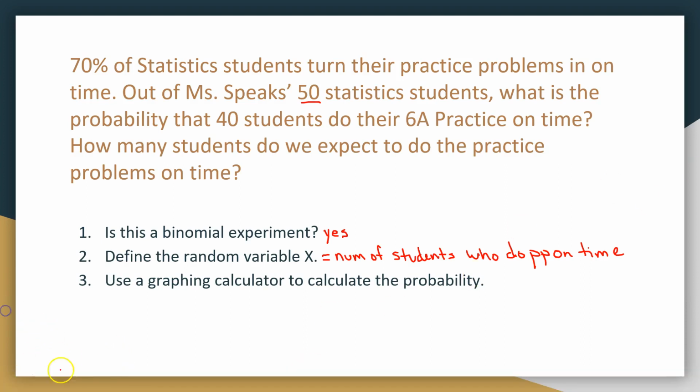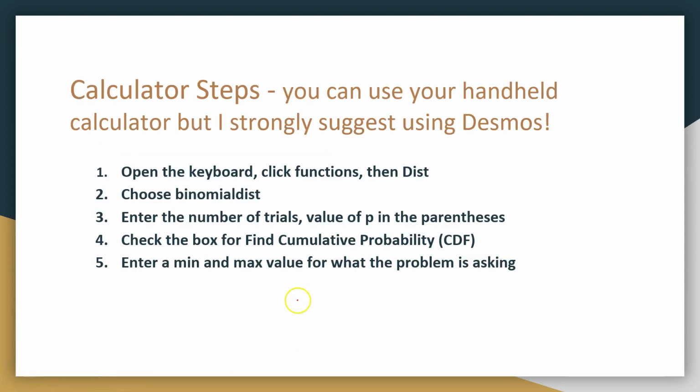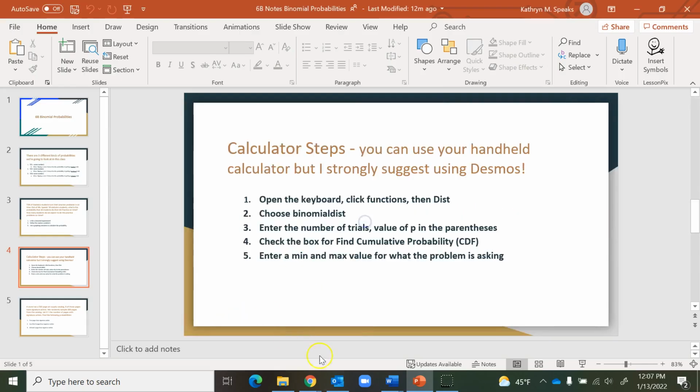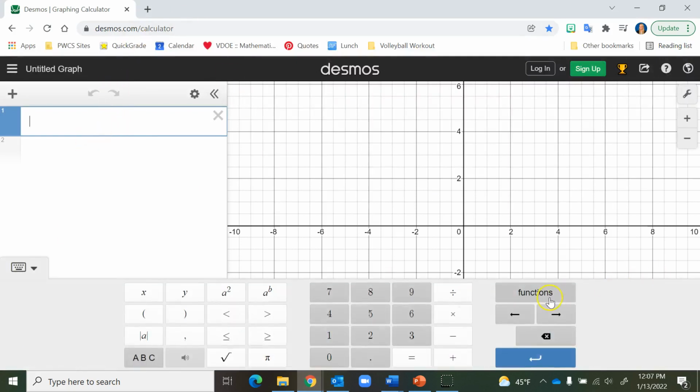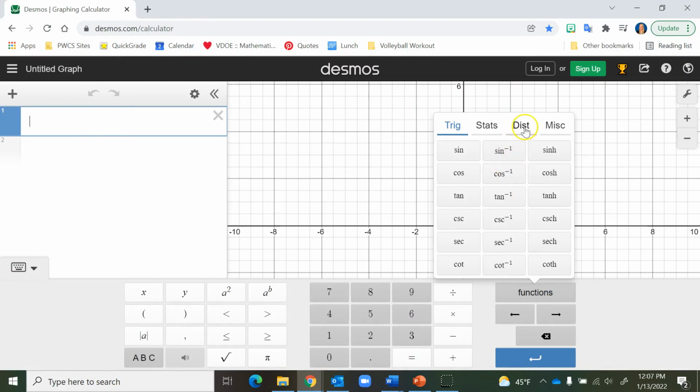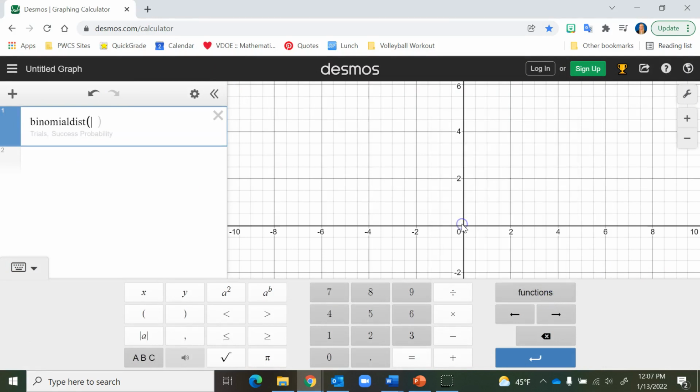So the steps for our graphing calculator are here. You're going to want to use Desmos. I can show you how to do it on the Casio, but Desmos is going to be so much easier. So here are the steps, and we'll go through this together. Let me pull up Desmos. You're going to click on the keyboard, then functions, then distributions, and binomial.